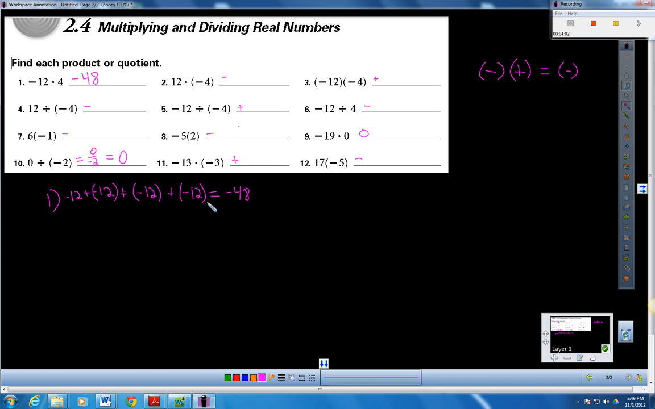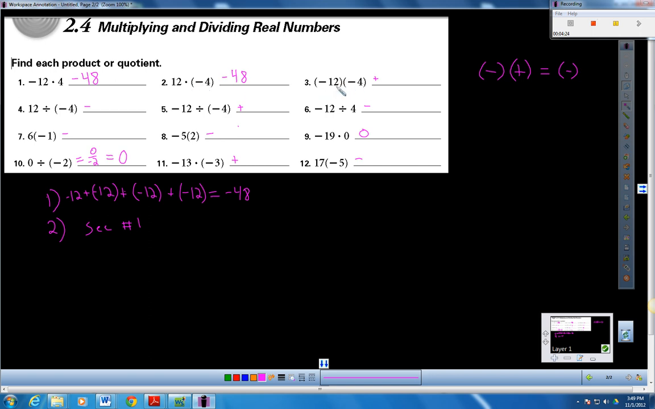The neat thing about that is if I show work for 1, I do not have to show work for number 2 because I know it already. Okay? I can just say C number 1. I know my answer to that already. Negative 48. This one would be like adding negative 4 12 times. We don't want to show that.